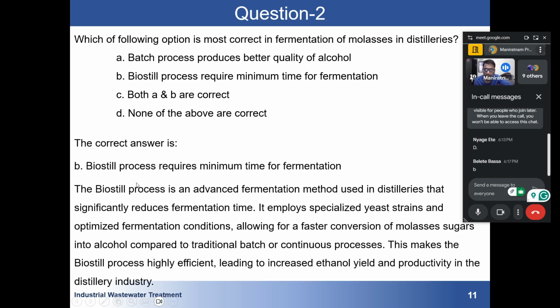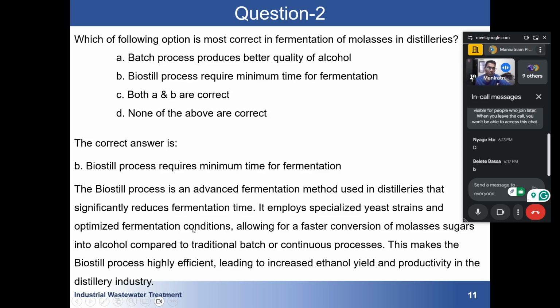Yes, that is correct. The biostil process is an advanced fermentation method used in distilleries that significantly reduces the fermentation time. It employs special yeast strains and optimized fermentation conditions, allowing a faster conversion of molasses sugar into alcohol compared to the traditional batch or continuous process. This makes the biostil process highly efficient, leading to increased ethanol yield and productivity in the distillery.